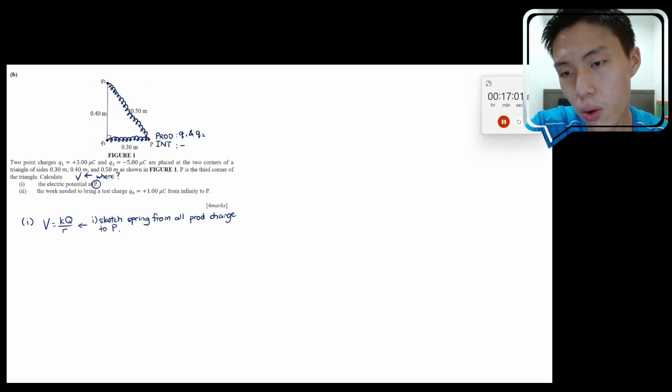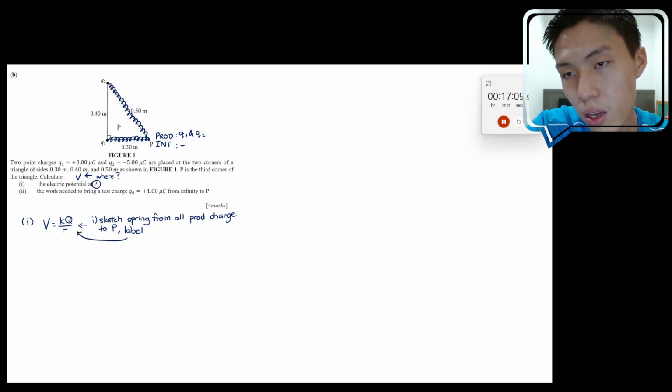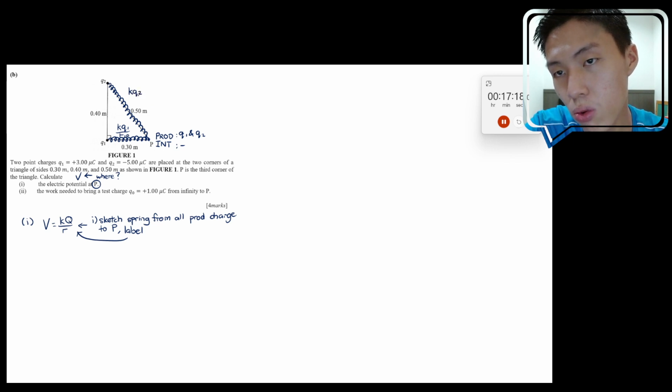Besides that, I'm going to ask them to label the spring as well, based on this equation. So this one will be K Q1 over R between 1 and P. What about this spring? This will be K Q2 over the distance between 2 and P.